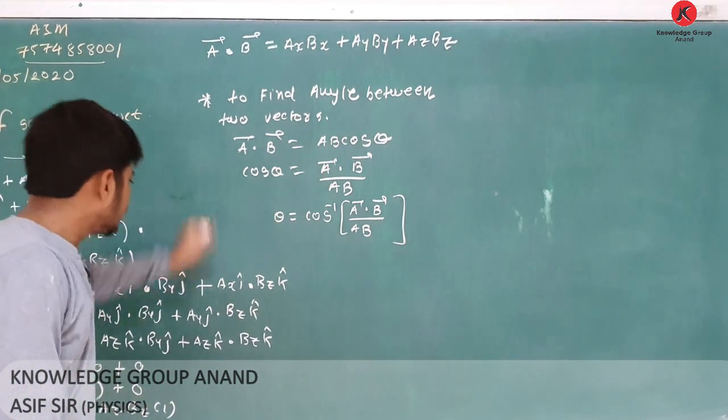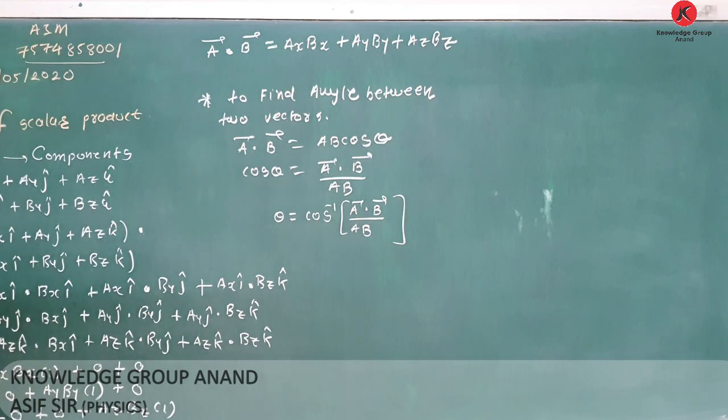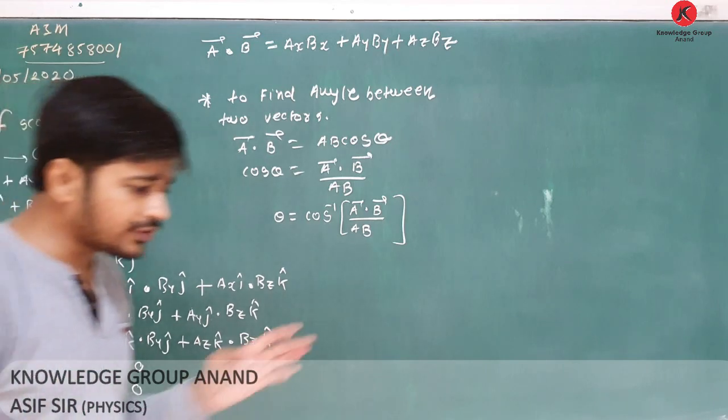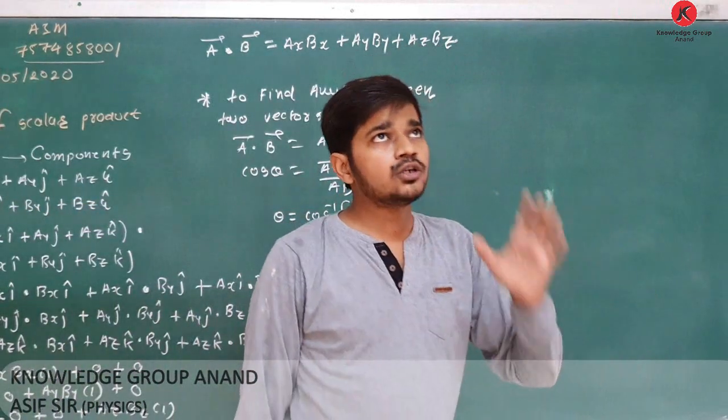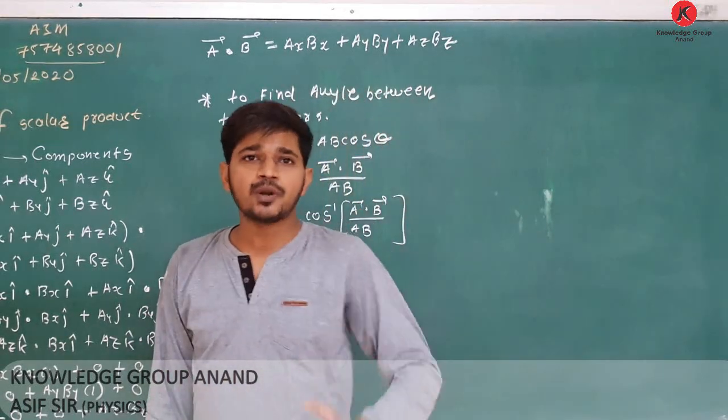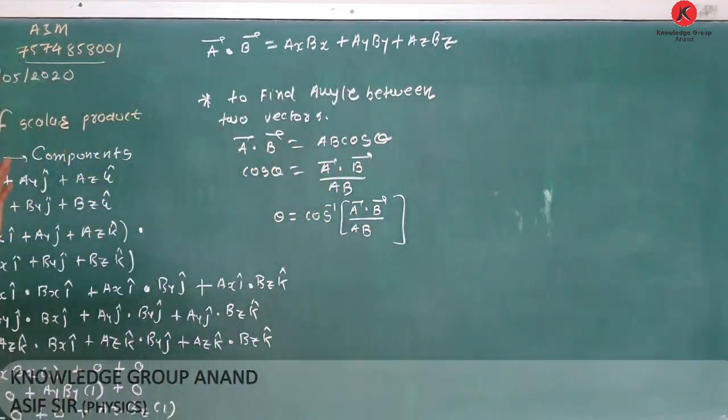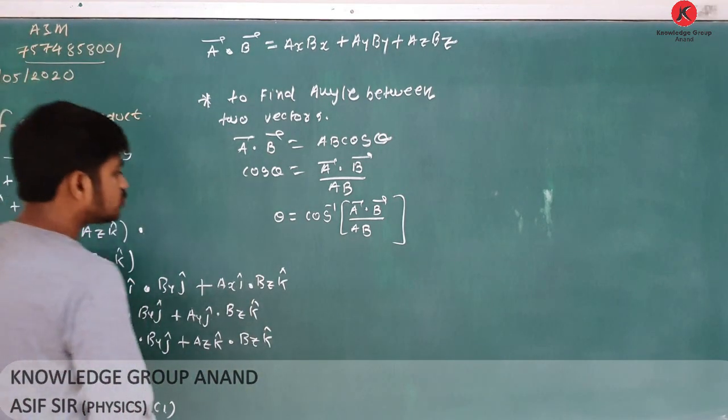So these are all the properties of the scalar product. In the last lecture we discussed 1, 2, 3, 4, 5, 6, 7 properties, and these are another 2 properties. Clear about the scalar product? Now we will see some examples. See how to take.